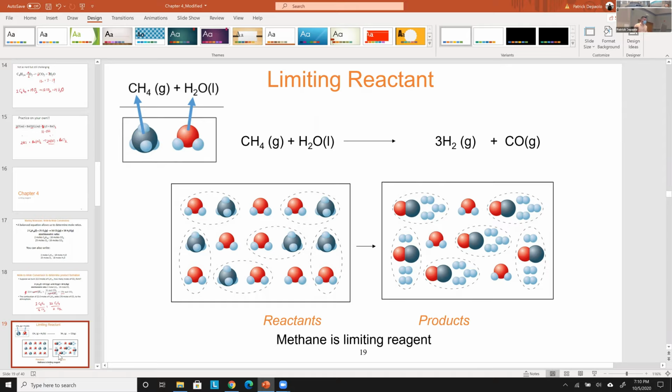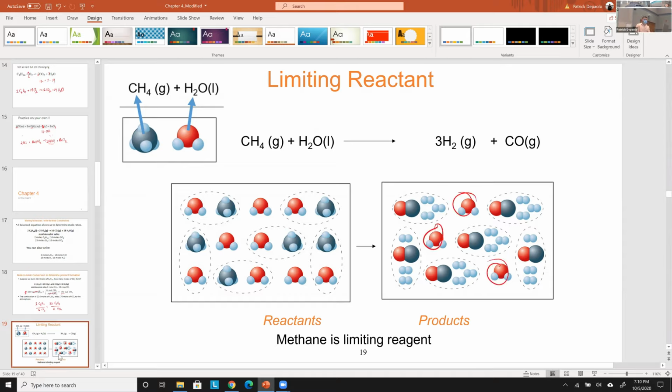And this pictorial representation of limiting reactant sums it up pretty well. If we're reacting methane and water to create these little packets right here of the 3 H2 molecules and the CO, and you have too much water, the remaining waters that are in excess just won't react, and they'll just be left over.